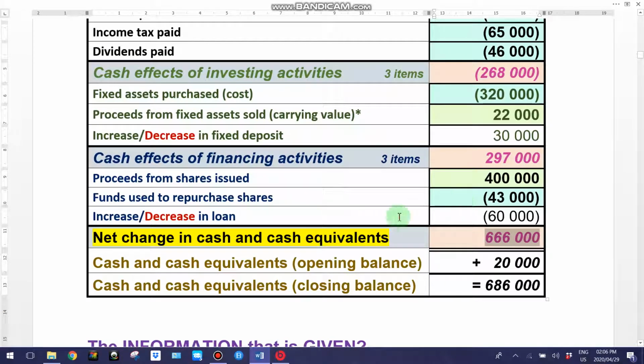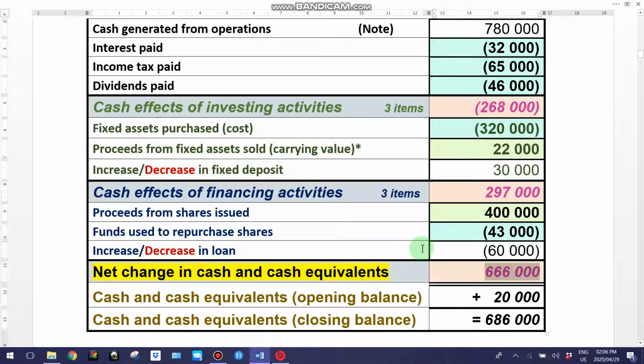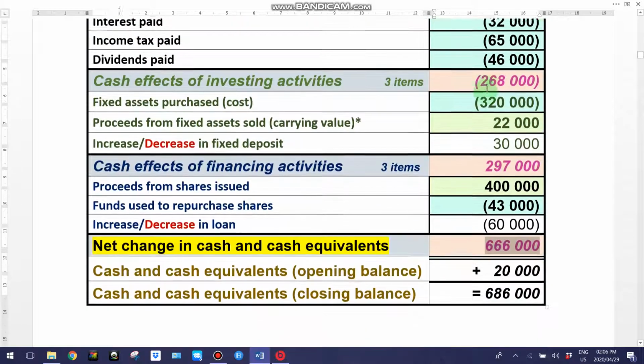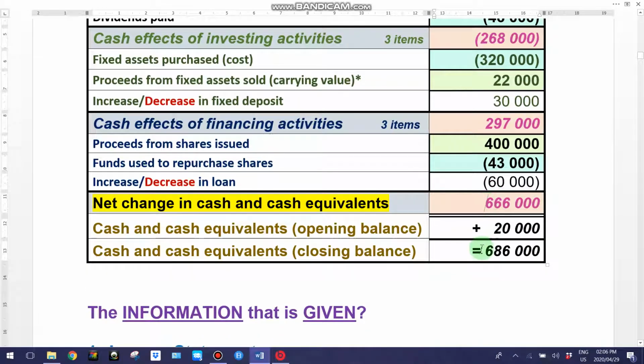Now to check that answer to see if it's correct, I can just look at my bank balance, my cash and cash equivalent, opening balance and my closing balance, and I want to get the same answer here. So that's another good point when you're looking at the cash flow statement, because you can check your answers from the top down. You come to this answer there, and then you look at the two bank balances to see whether you're coming to this answer here.